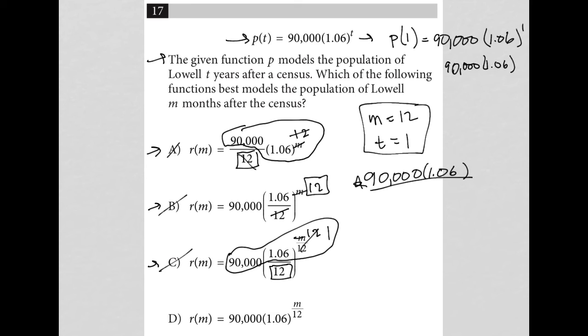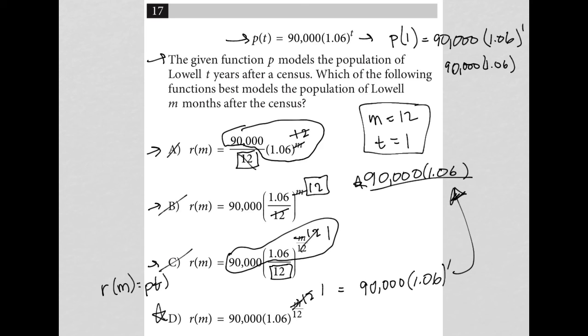And then lastly, choice D, by replacing m with 12, this whole thing becomes 1, and then I get exactly what I want, right? I have 90,000 times 1.06 to the first power, which is exactly this, which means that choice D is equivalent. The function R of m is equal to P of t when m equals 12 and t equals 1, because that's exactly what we'd expect to happen.